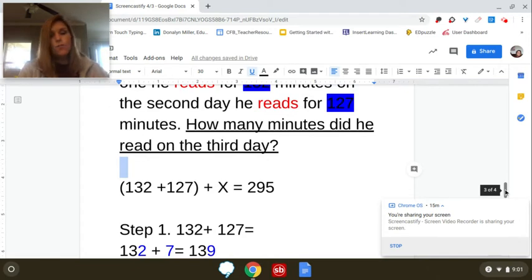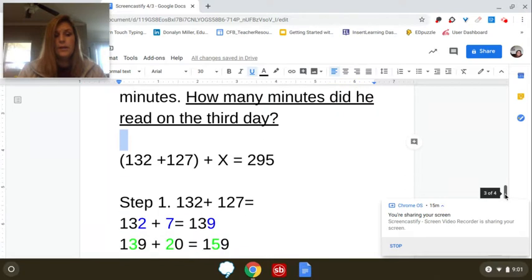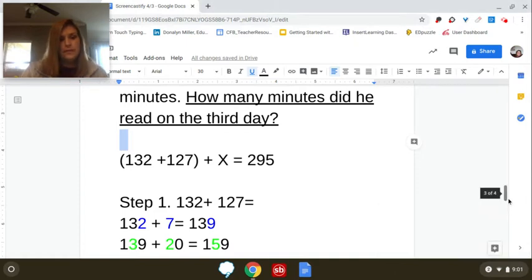Okay, so I have 132 plus 7 will give me 139. Notice the only place that changed is the ones place in this. We're going to do the tens place now. And that will be 139 plus 20. Notice I'm getting my 20 from here. And the only place that's changed is the tens place. So 139 plus 20 gives me 159.